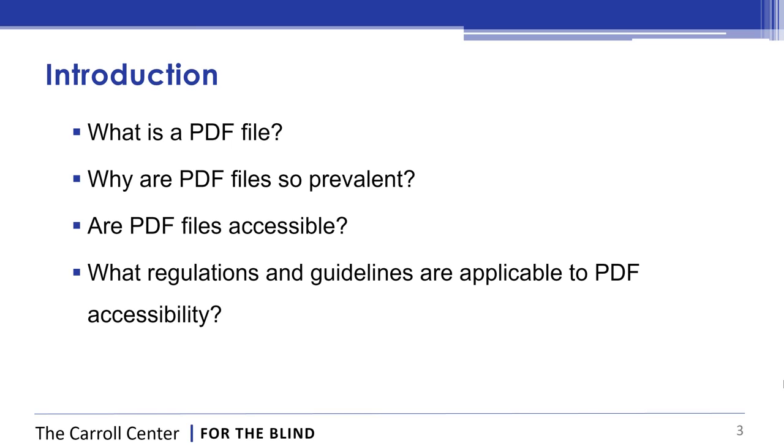PDF/UA, or Portable Document Format/Universal Accessibility, is an international standard for PDF accessibility. This includes a set of specific criteria that must be met in order to be considered an accessible PDF file. Universal accessibility of PDF files is the idea that everyone should be equally able to independently access and use the information contained within a PDF document.